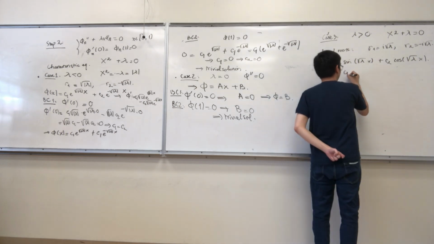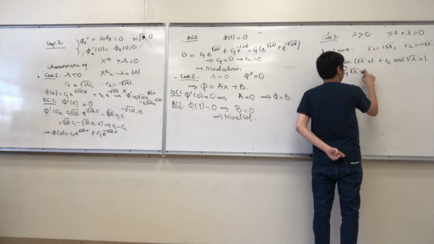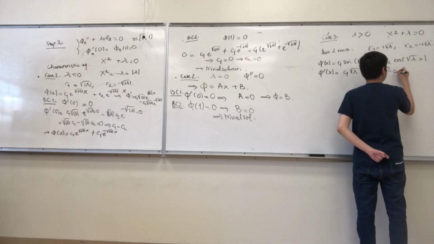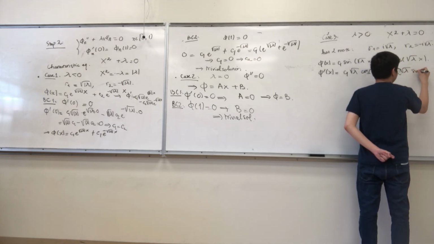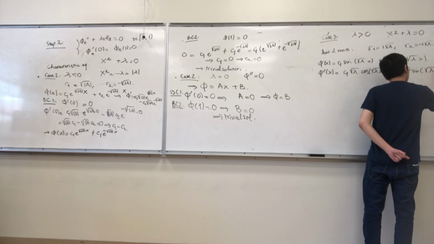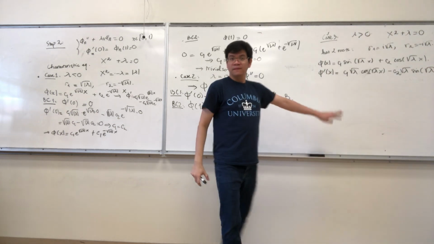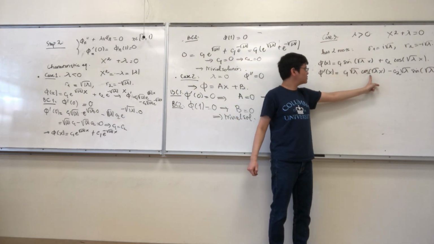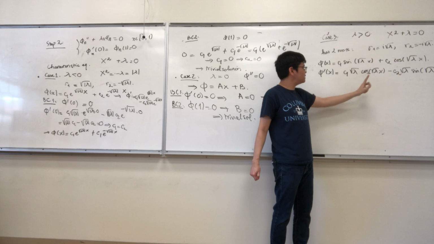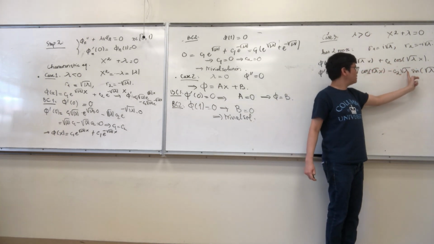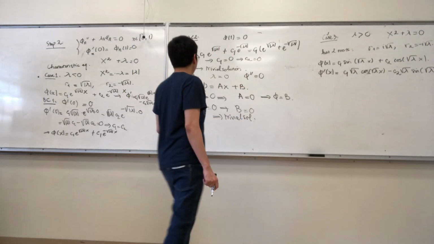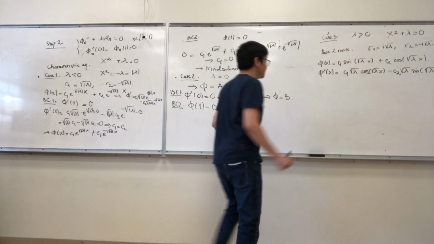So phi prime will be C1 square root of lambda cosinus of square root of lambda x, minus C2 square root of lambda sinus of square root of lambda x. I'm going to take the derivative of this. The sinus derivative will be cosinus, and remember the square root of lambda here. The cosinus derivative will be sinus with the square root of lambda here, minus square root of lambda. So now I'm going to use the first boundary condition.